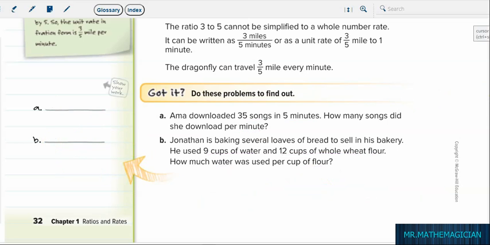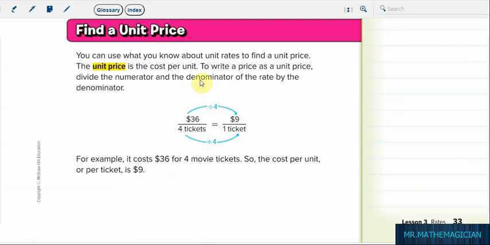Moving on. How can we find a unit price? We always put the price up. For example, it costs $36 for 4 movie tickets. So we put the $36 up and 4 tickets down. If we divide by 4 up and down, it will give you $9 per 1 ticket.